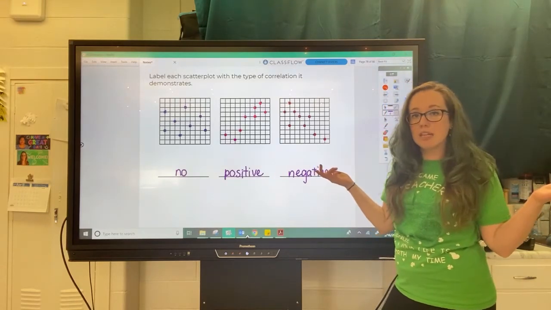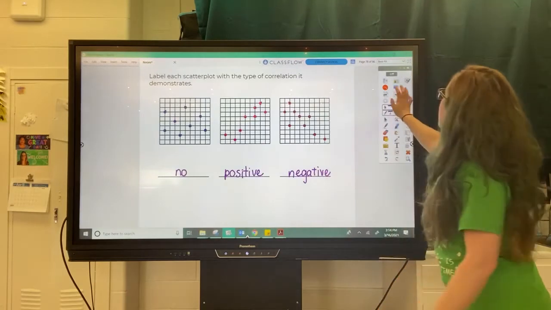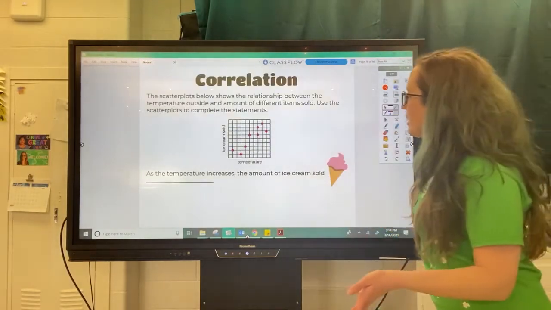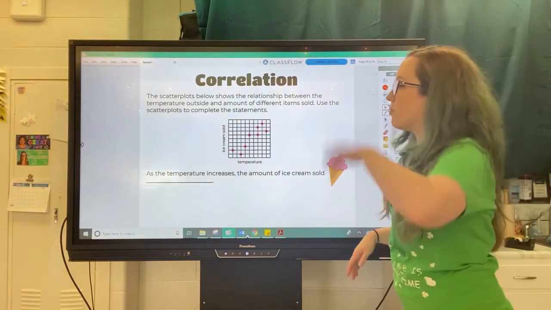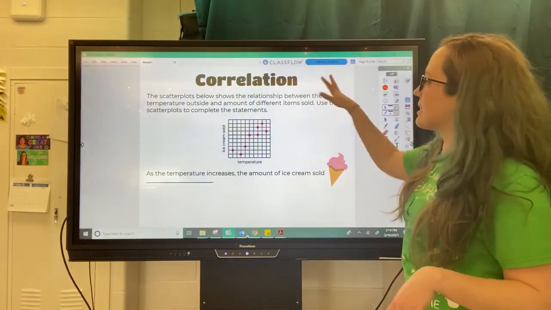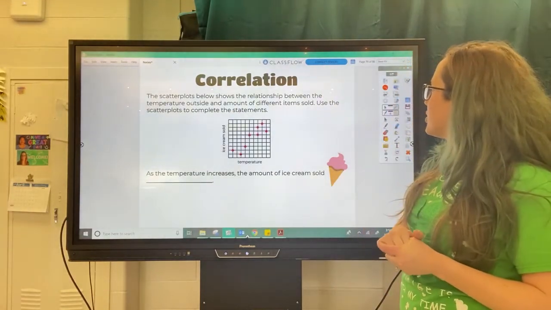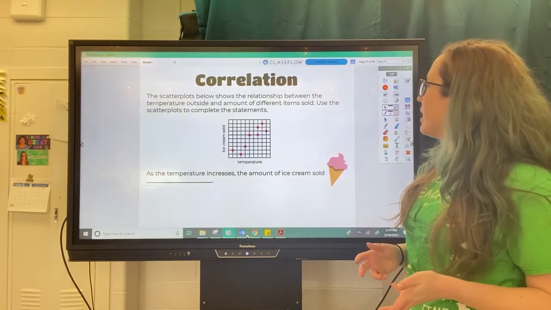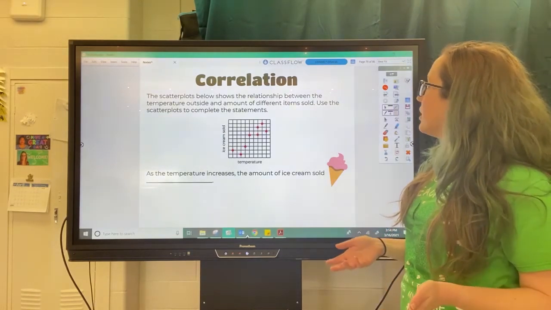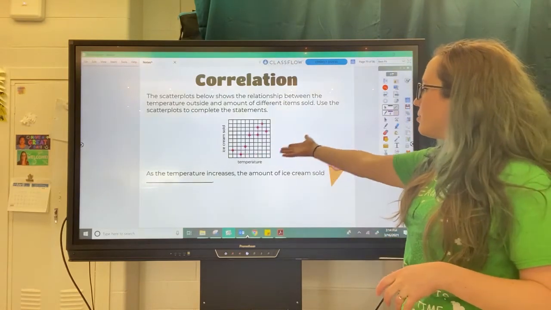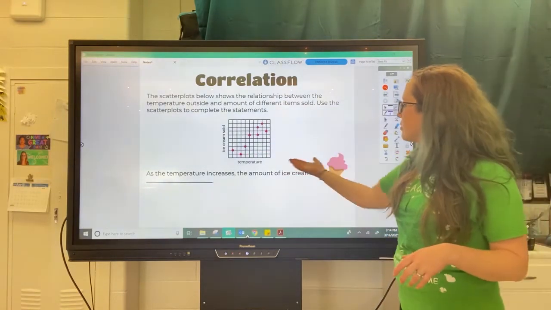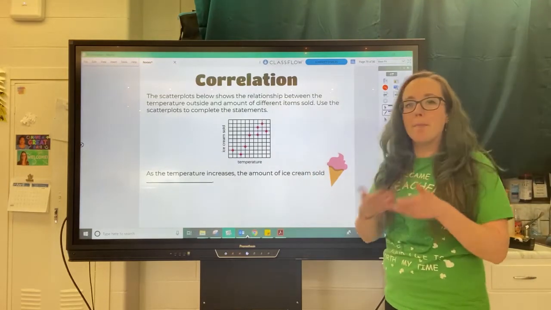All right, not too bad. There is one other thing you can do with this, and I'm gonna do one and then I'll let you do the other 2 and we'll meet back. It says the scatterplots below show the relationship between the temperature outside and amount of different items sold. Use the scatterplots to complete the statements. As the temperature increases, the amount of ice cream sold blank.